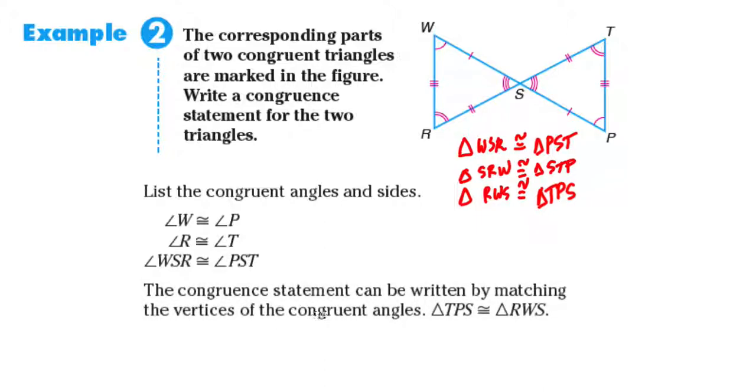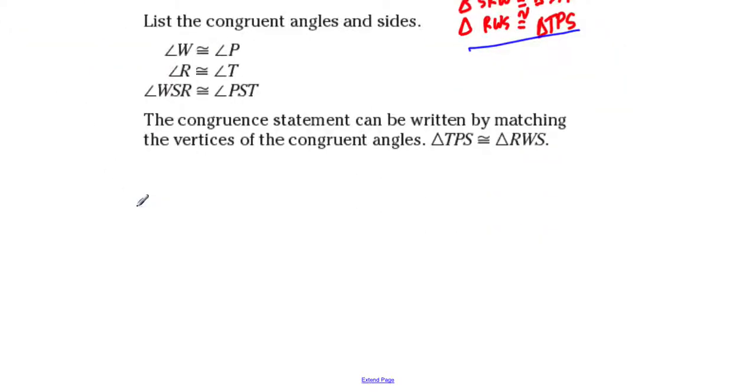Okay? So from there, we can easily name our segments. The congruent statement can be written by matching the vertices. Angle TPS is congruent to angle RWS, this one right here that we talked about. Oh, it's not asking for corresponding sides, so we're good to go with that problem. And the final example, okay, it's going to be in the next page.